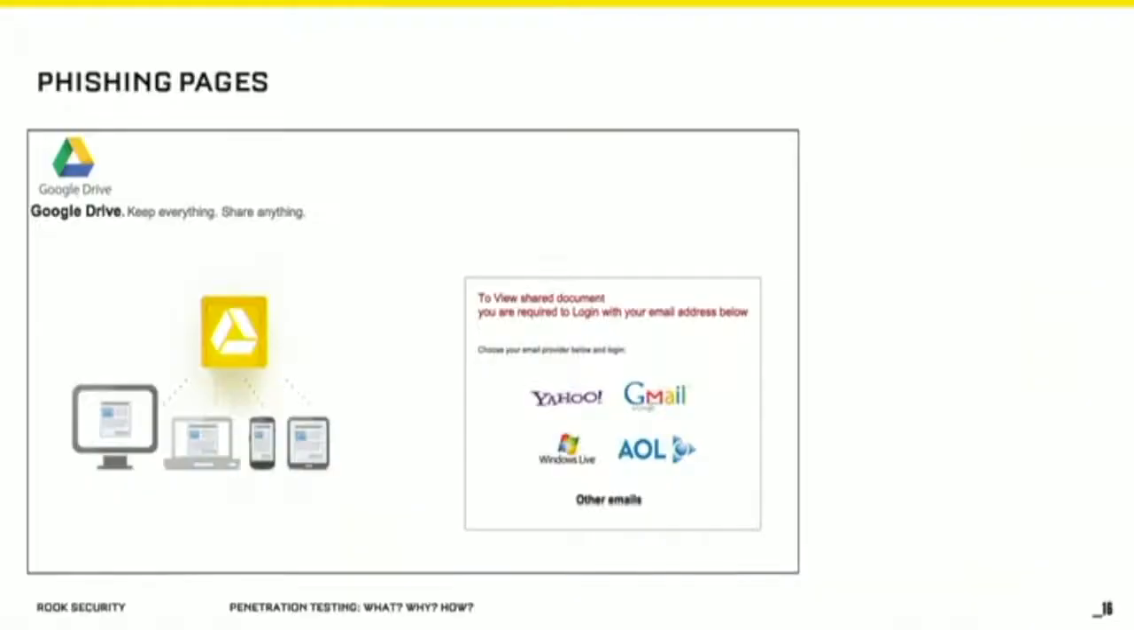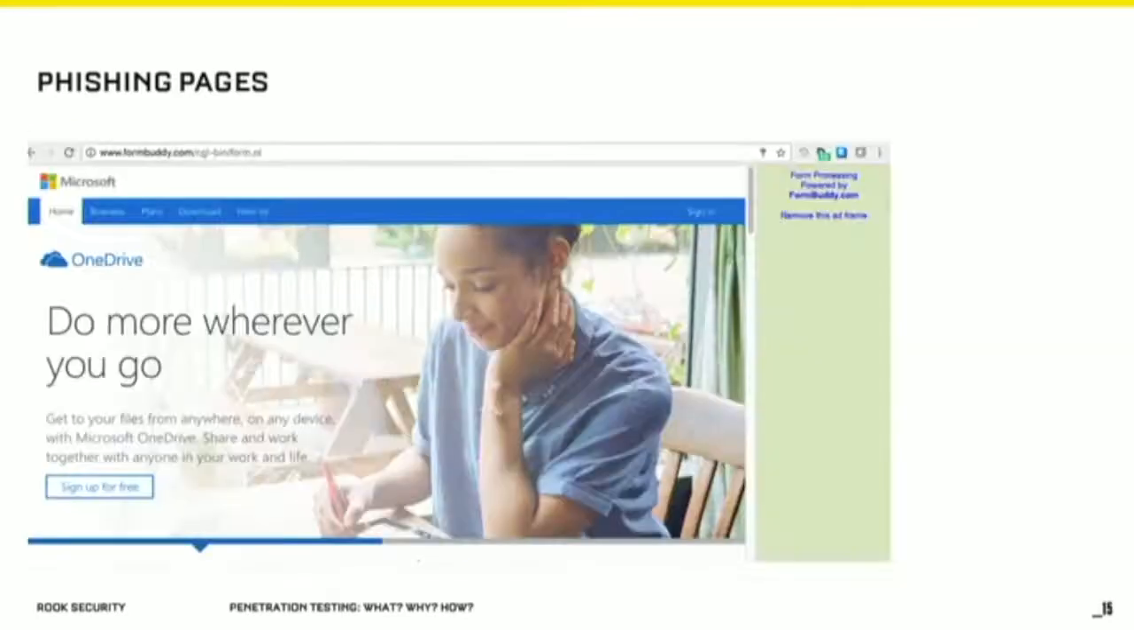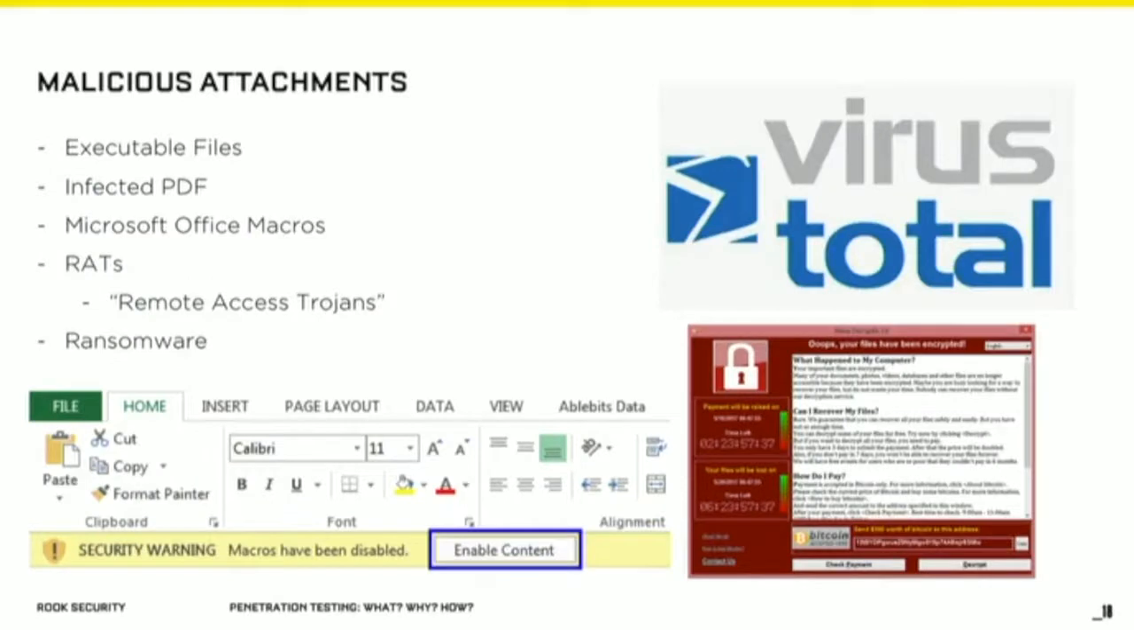But back to the other one for Google Drive, you don't have the domain here, but you can clearly see some problems. I don't know why you can log in with your Yahoo credentials to your Google account. Bit of a red flag there too. Again, another one. This looks like OneDrive for Microsoft, but it's hosted at formbuddy.com, clearly running a Perl script. Those kinds of things there.